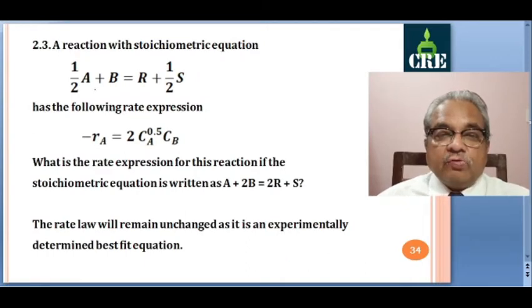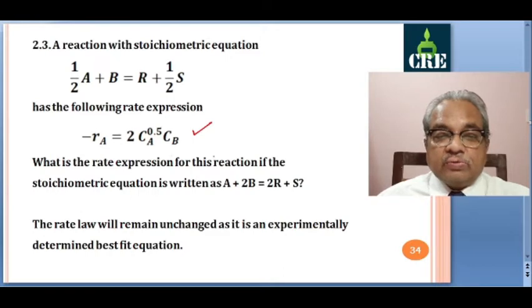Reaction with stoichiometric equation: half mole of A reacts with 1 mole of B to give 1 mole of R and half mole of S. It has the following rate expression. This rate expression is given based on experimental data: minus Ra is equal to 2 Ca raised to half Cb. So there is a direct correspondence between the stoichiometric coefficients and the orders of the reaction. 2 is the experimentally determined rate constant. So this represents an elementary reaction.